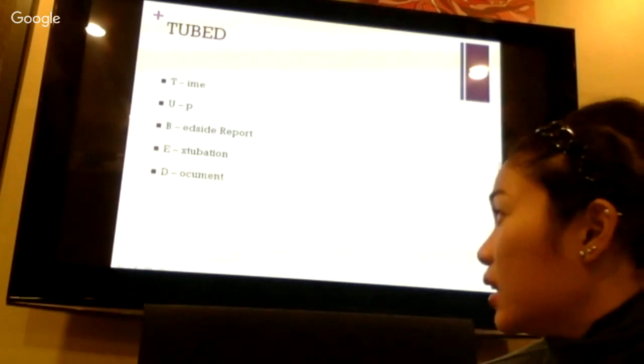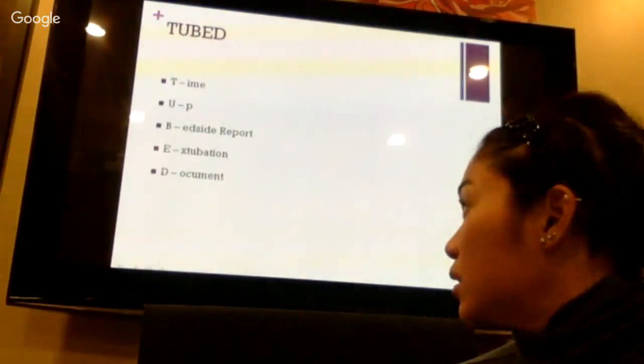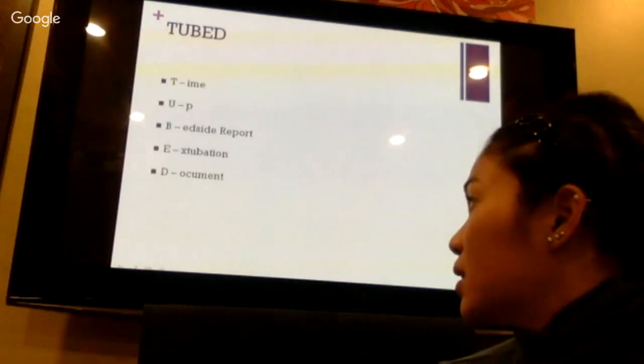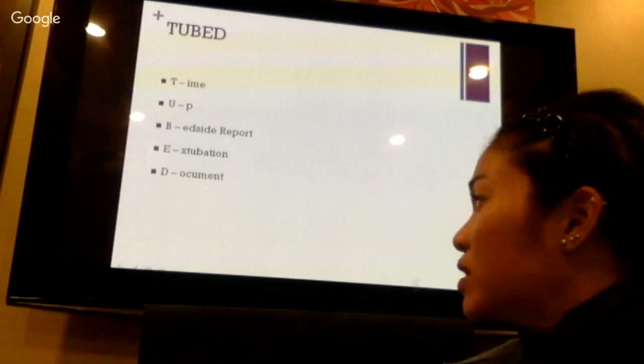And then E stands for extubation. This is where all the various healthcare providers and staff discuss the patient's readiness for extubation. So again, this is where we look at the patient's daily progress as far as the vital signs, lab results, inability to wean off the vent, and all the other things that would help us determine whether the patient's ready for extubation.